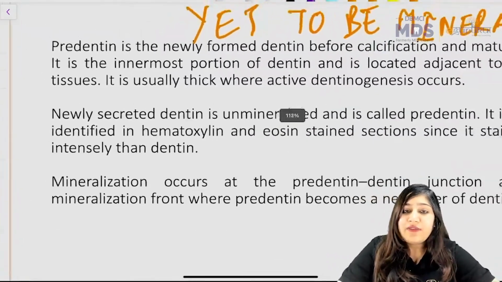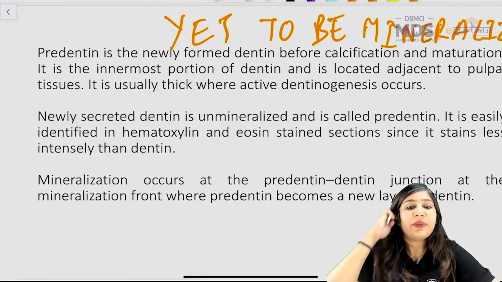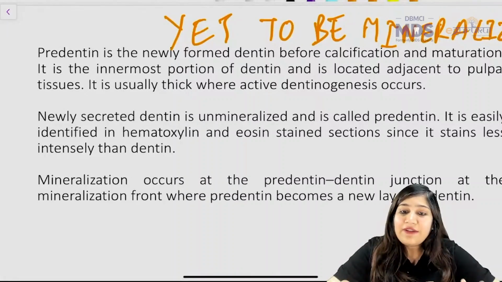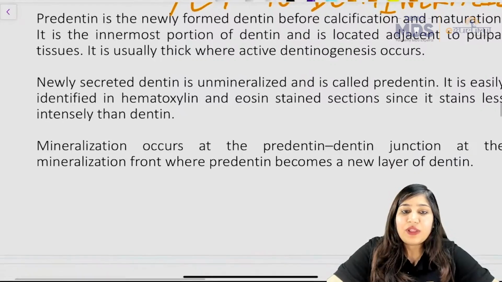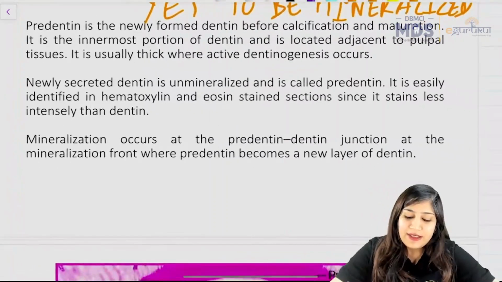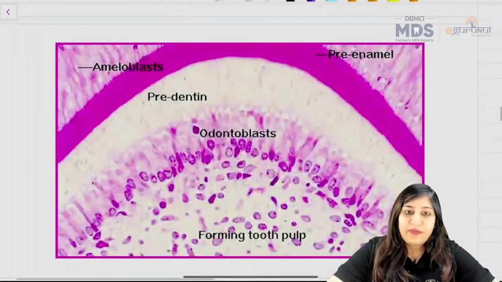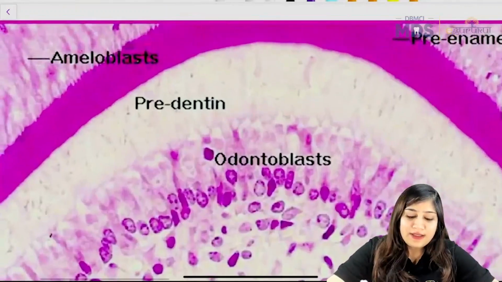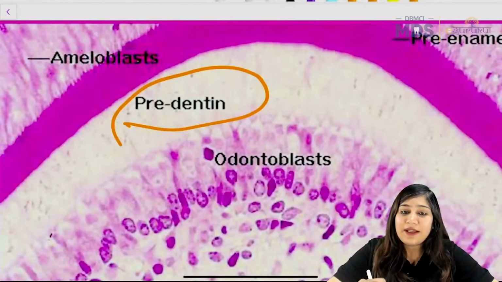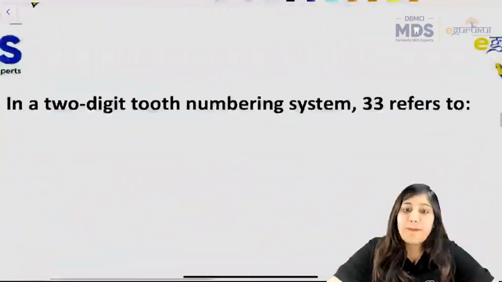Newly secreted dentine, which is unmineralized, is known as predentine. It is identified in hematoxylin and eosin stain as less stained compared to the intensely stained dentine. This is the diagram for predentine. We can easily appreciate the predentine formed near the pulp border.